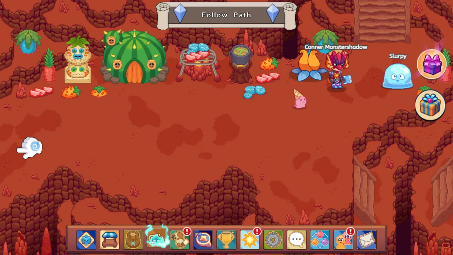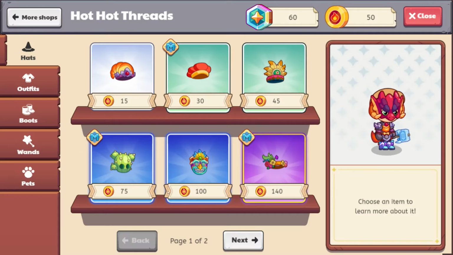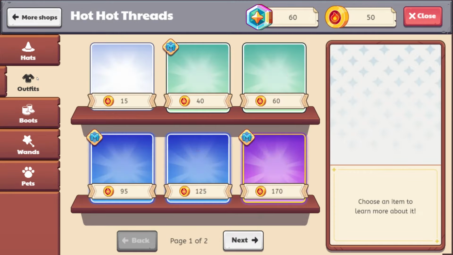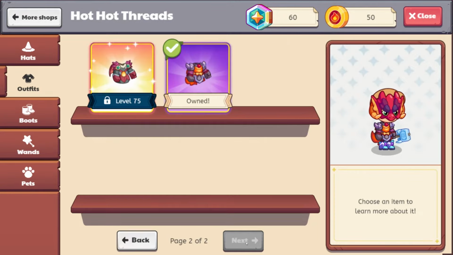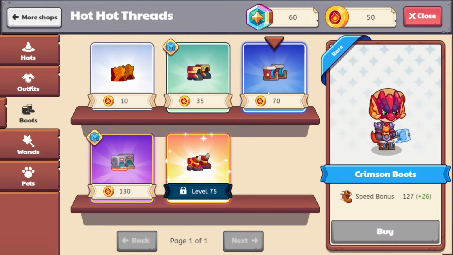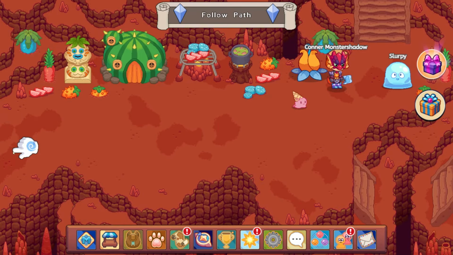Okay, we are going to go ahead and take a look at the shop, though, see if there is anything else we can purchase. So that's going to be 75. Sorry about that phone sound. And then that's level 75 as well. So as far as boots, this is, oh, we have 2 more battles. When we have 50 hot hots, we'll be able to open that.